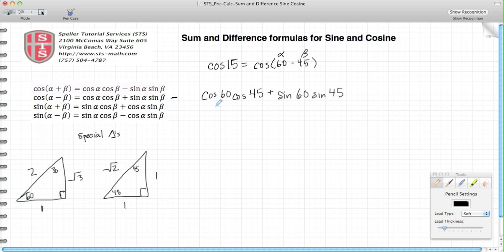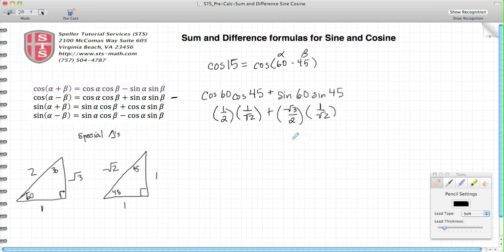Let's start with the cosine of 60 degrees. We know the relationship of cosine is the adjacent side over the hypotenuse, in this case 1 over 2, or just 1/2. We'll look at the 45-degree angle and again find the cosine of 45, which is adjacent over hypotenuse, which is 1 over root 2. And now let's look at the next one, which is sine of 60. Sine's relationship is the opposite over hypotenuse, so that's root 3 over 2, and that's going to be multiplied by the sine of 45. Its opposite is 1, and its hypotenuse is root 2, so 1 over root 2.